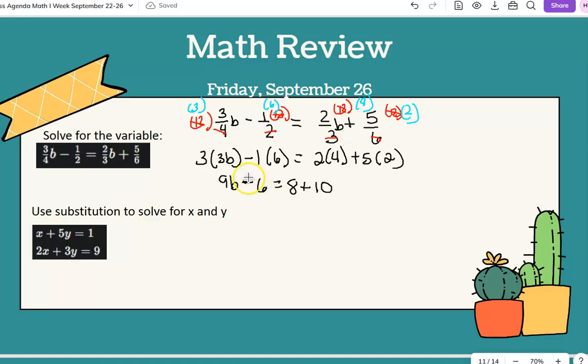It looks good. My subtraction is going to become addition. I'm going to add its opposite. So my positive 6 is going to become a negative 6. Oh, up here. 2 times 4, I made a mistake. This is 2b times 4, which means that this is 8b plus 10. Okay, now I'm going to combine like terms.